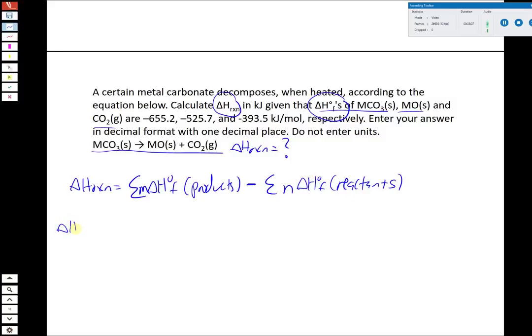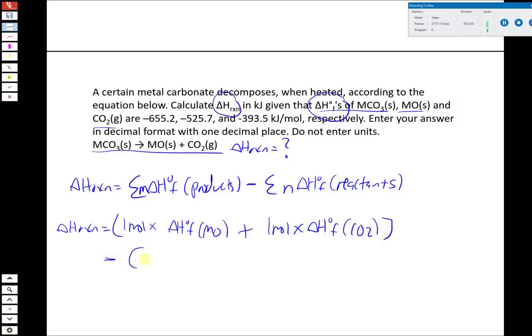So delta H of reaction in this case is going to be, on the product side, this is already balanced, we just have 1 mole of MO times its delta H of formation, and we have 1 mole of CO2 times its delta H of formation. So again, we're using the coefficients here. They're all 1 in this case, so it's all going to be 1 mole of each substance, but that could be something other than 1 if there are coefficients that are different. So that's the product side, and then we're going to subtract from that the reactant side, which again is 1 mole of our metal carbonate times its delta H of formation.